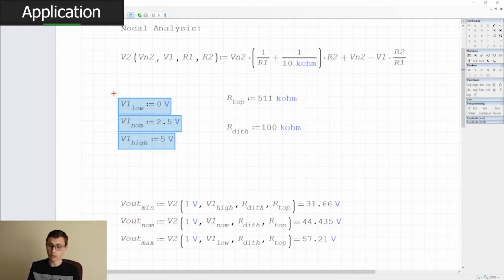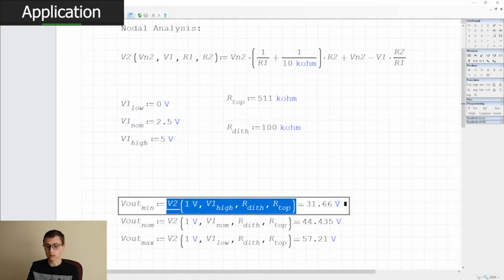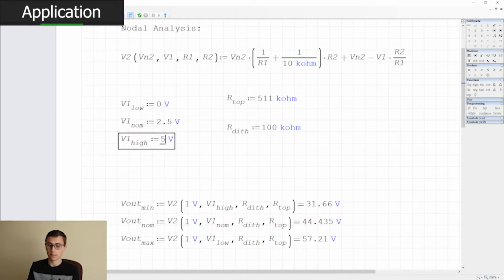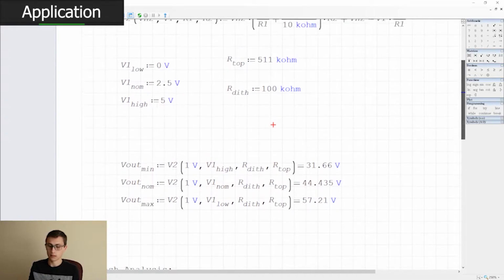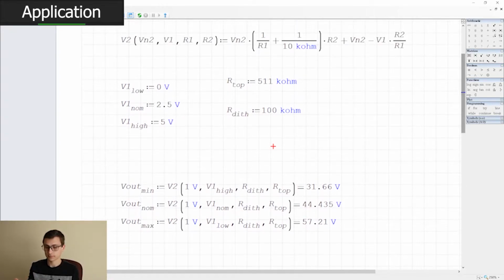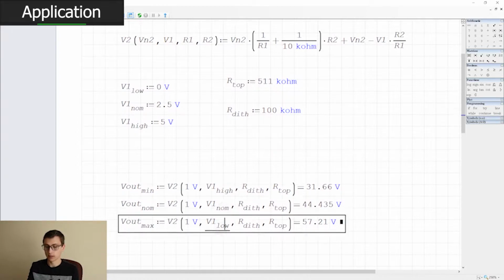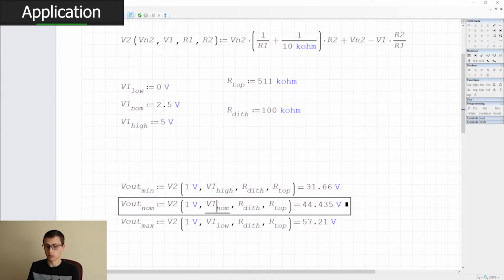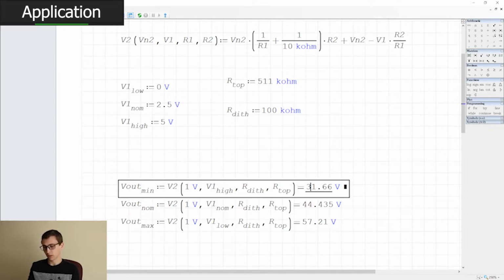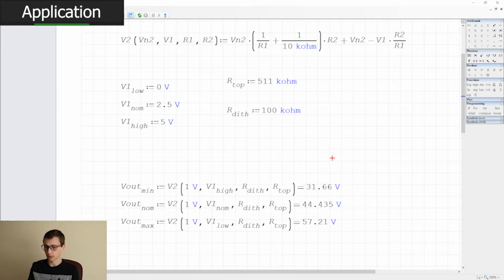And so now what we can do is we can play with our inputs. This is the voltage that we're regulating to, that 1 volt, that's basically the reference voltage for whatever theoretical controller we might be using. And then of course we plug in our high, nominal, and low control voltages and the resistors. And you can see that, well, this voltage range isn't quite right. We're going from 31 to 57, which is a little bit wilder than what we would really like.